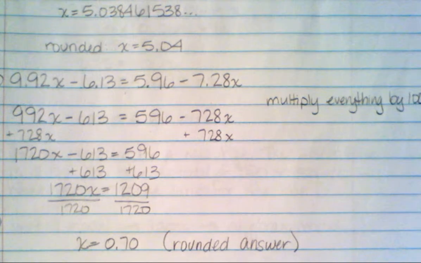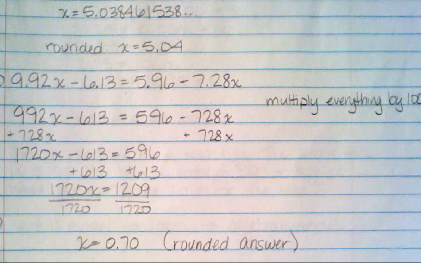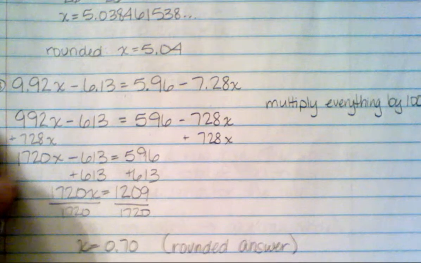Now, the question always comes up, do I have to multiply that answer by 100 or do I have to divide that answer by 100? And that answer is no. You do not have to do anything once you solve for x because you kept the equation exactly the same when you multiplied by 100 on both sides. And in fact, if you solved that equation without multiplying by 100 first, so you left the decimals as they were, you would still get the answer of x equals 0.70.